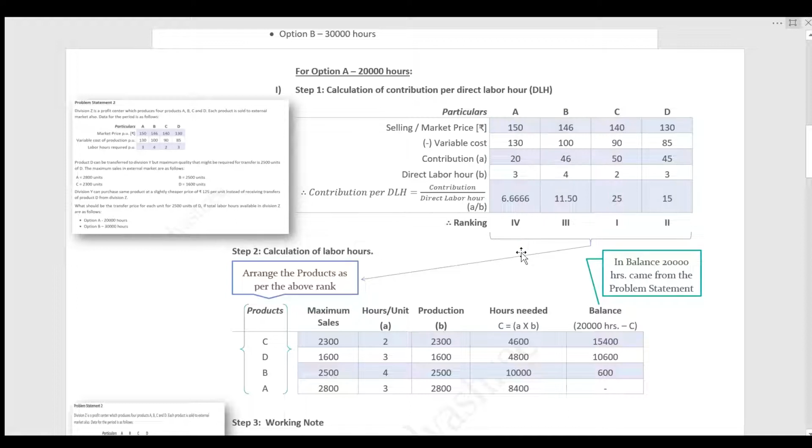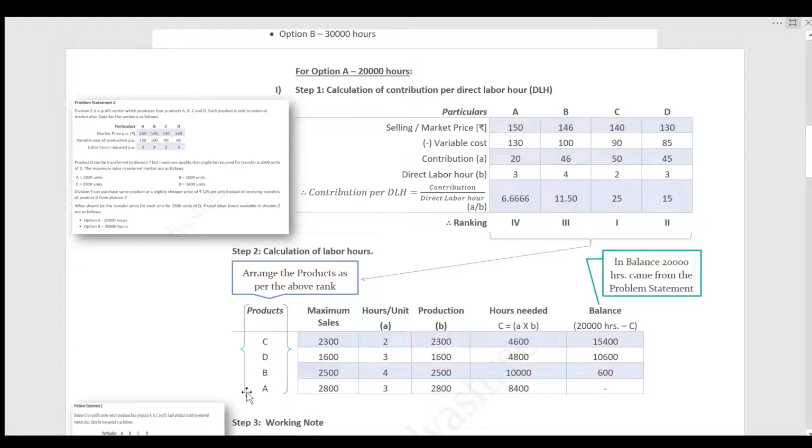Well, let's move on with the next step, that is calculation of labor hours. As per our option, it is 20,000 hours. To calculate the labor hours, first we have to take the products and arrange them as per the rank. So we have arranged them as per the ranks: first rank is C, second D, third B, fourth A.